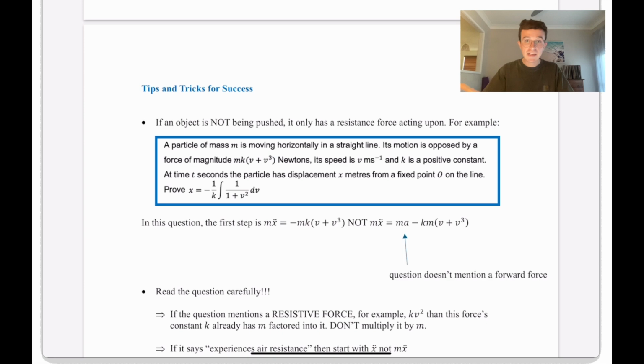So the only force acting upon it is its resistance force. So in the first step of this question, we would say that the force is just the negative resistance. We're told there is a resistance here, not this. The question doesn't mention a forward force. There's no force moving it forward. The object is not a rocket. It doesn't have anything pushing it forward.